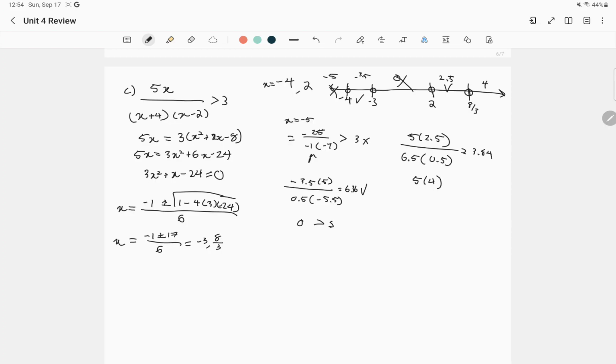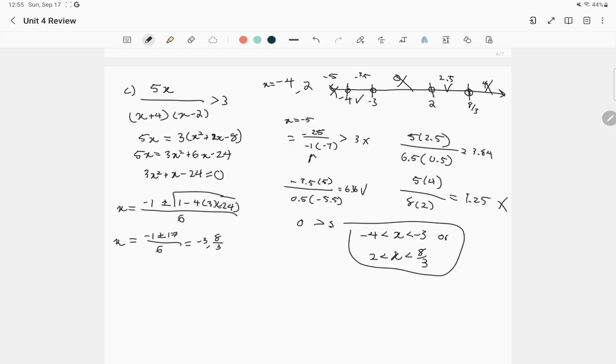So 5 times 4 over 8 times 2. This is 20 divided by 16, and this will obviously not be bigger than 3. This is 1.25, so that doesn't work. So our final answer is going to be -4 is less than x, which is less than -3, or we have 2, which is less than x, which is less than 8 over 3. And that is our final answer.